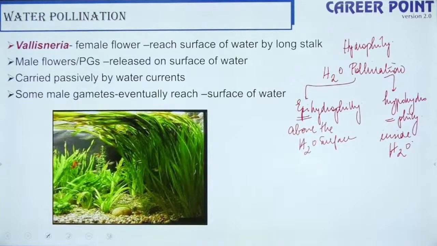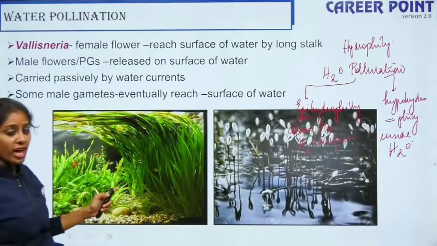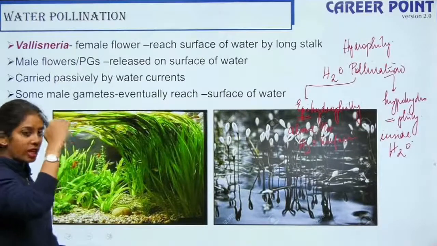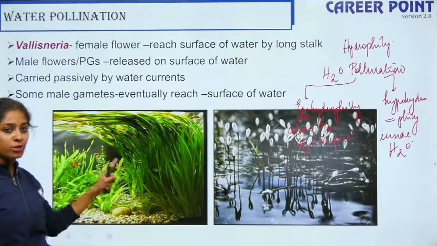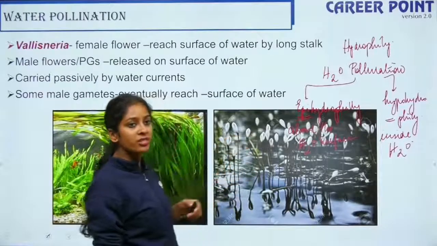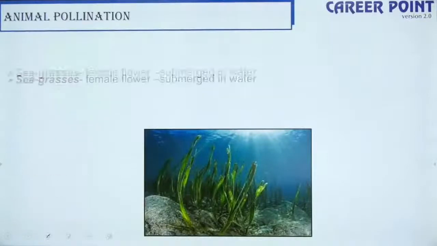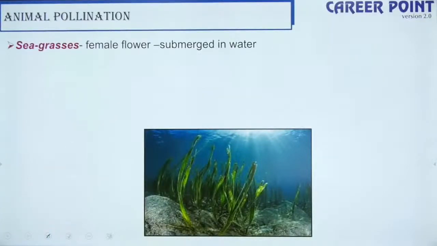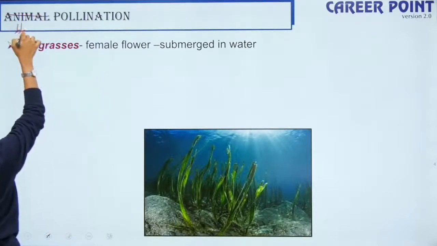So this is your Vallisneria, alright. Sorry, this is your sea grasses where the pollination happens inside the water. So this is hypohydrophyly and this is epihydrophyly, where it happens on the surface of water. Yes, so this is your Zostera, you can say. Okay, so the names of the slides have been interchanged. So this is still water pollination.